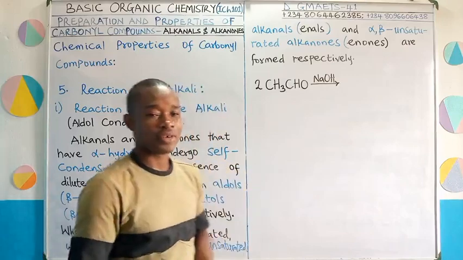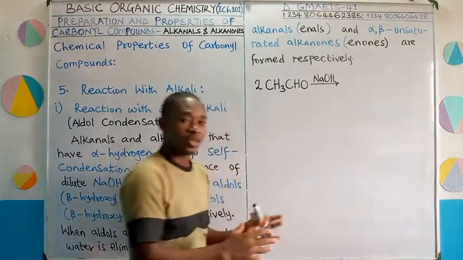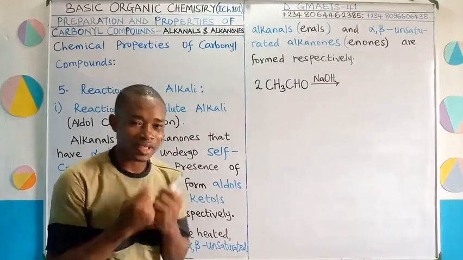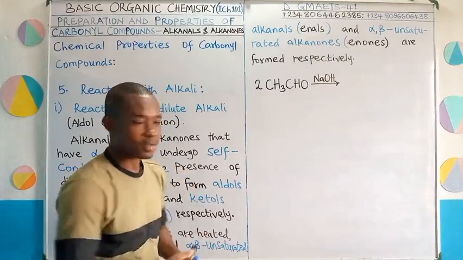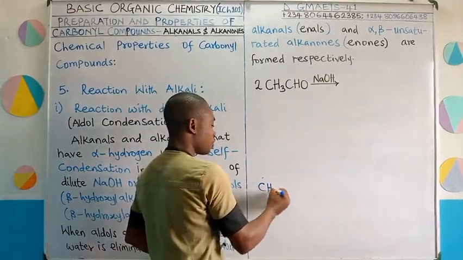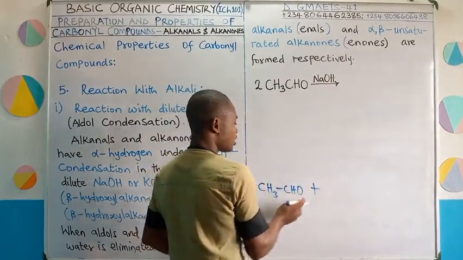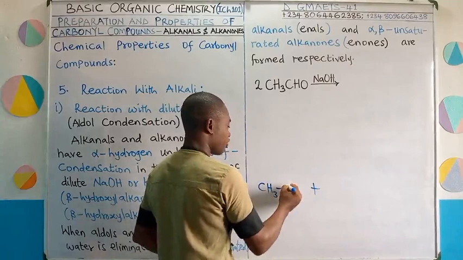Let us see what happens in the reaction process. I'm going to demonstrate that, and so you watch what I'm going to do here to help you understand how this self-condensation takes place. Now we have 2 molecules of ethanal. So I'm going to write CH3, and then we have CHO plus another CH3. Permit me to expand this functional group part.